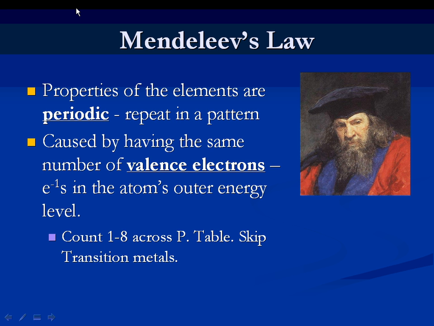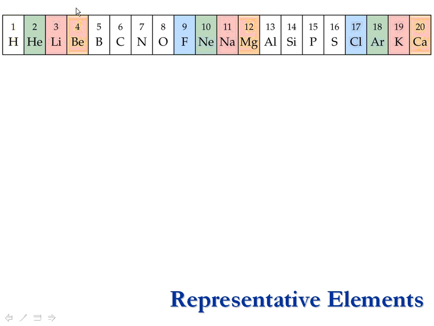You should also know that the way that you count those valence electrons is just count 1 through 8 across the periodic table, and you skip the transition metals, which are those elements in the middle from scandium to zinc. And you can also skip the elements at the bottom in the rare earth metals. We're going to talk about all these different areas of the periodic table in just a second.